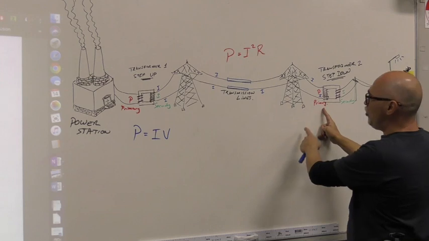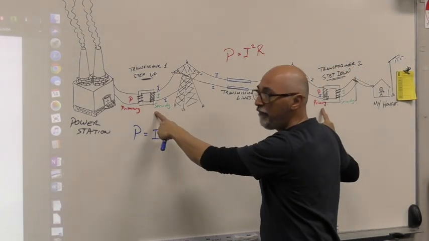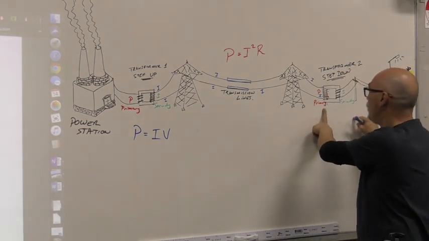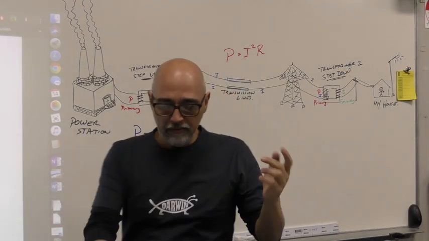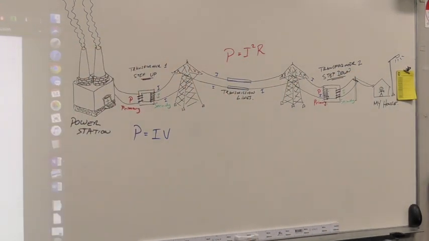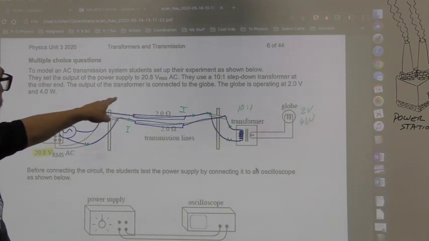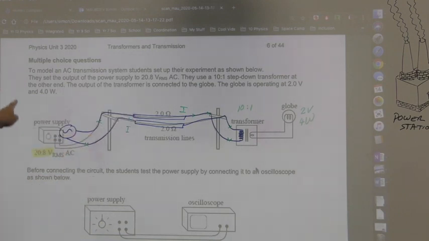And then that really high voltage, whatever it is, not quite as high as what left, will then be used to create the secondary voltage. In other words, the step down into the other part that goes into the houses and, you know, PlayStations and whatever. They use a 10-to-1 step down transformer at the other end. The output of the transformer is connected to the globe. The globe is operating at 2 volts and 4 watts, okay?